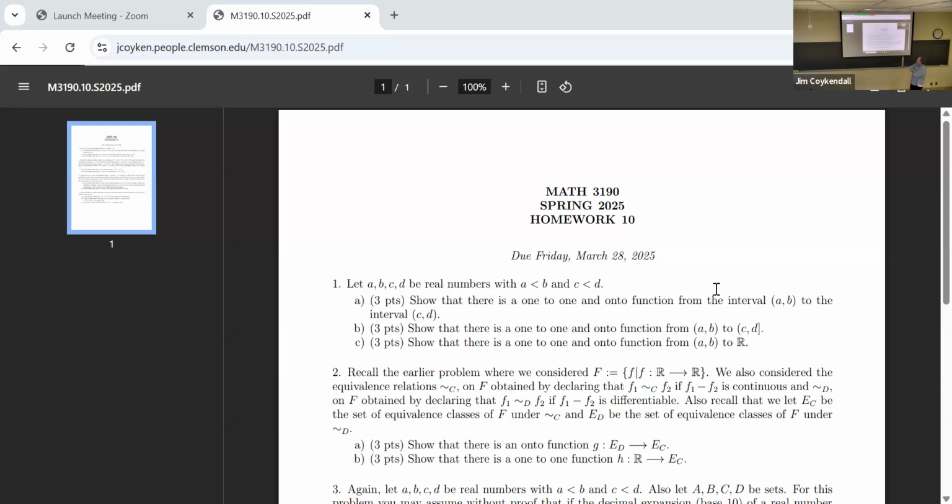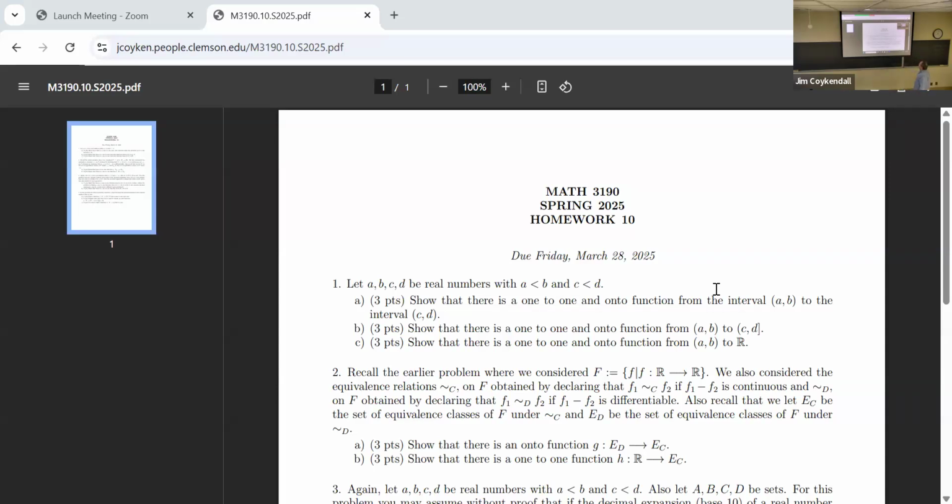Show that there is a one-to-one and onto function from the open interval AB to the closed interval CD. So in a certain sense, this one's got an extra point. An easy way to do this is you might start off by showing that there's a one-to-one and onto function from the interval 0, 1 to 0, 1, and then use compositions of maps to get this more general case.